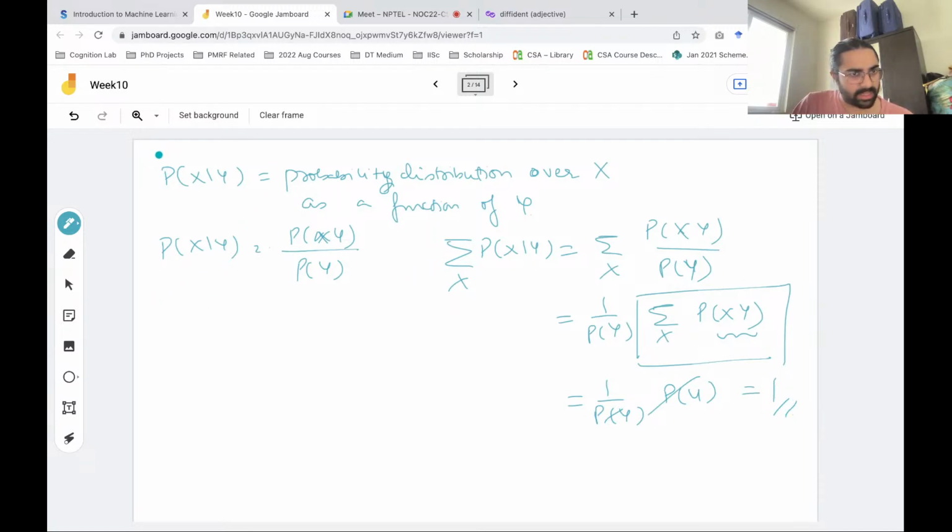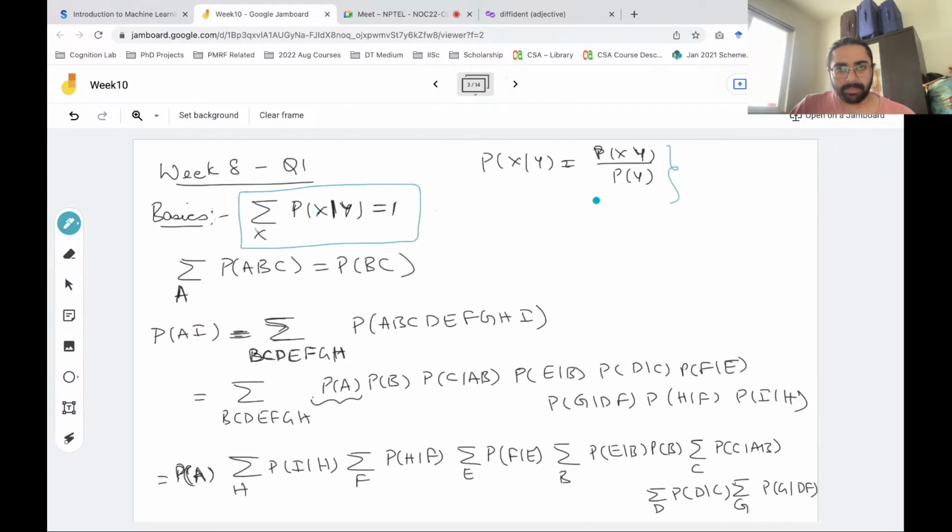One is your basic probability idea, but in case you ever get confused like this, you can always reason it out in this format. So this summation has to be equal to 1 because it's a distribution over the random variable X, but it is a function of Y. That's it.